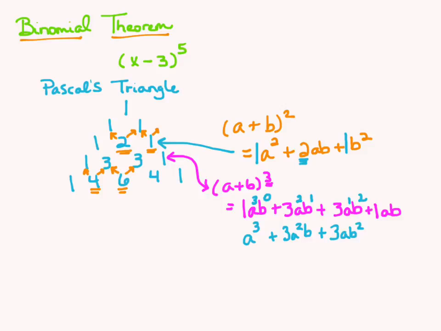And finally, the last term, the exponent on a becomes a 0, and the exponent on b went up to 3. And so my final term, since it's a to the 0, that's just 1. I don't have to write it. This is just going to be plus b cubed.